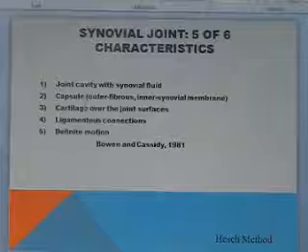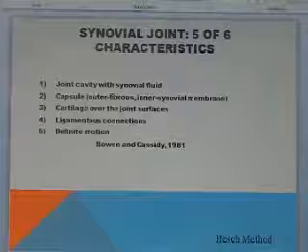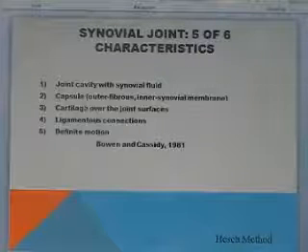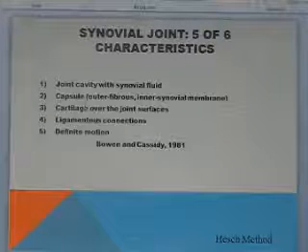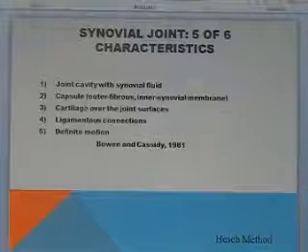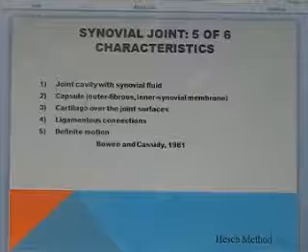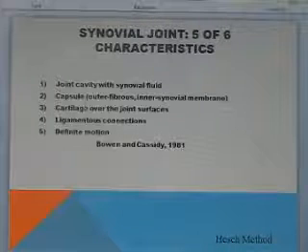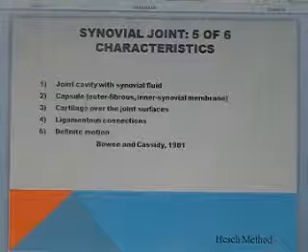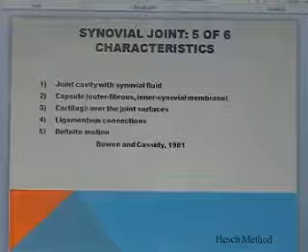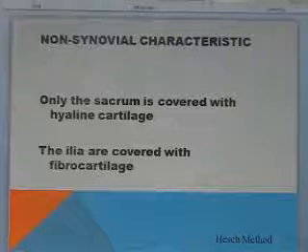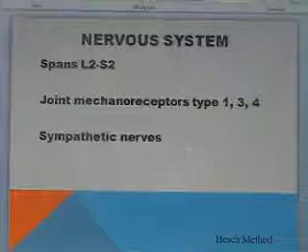So the SI joint is basically a synovial joint. This is according to Bowen and Cassidy, who did a brilliant study in '81, a landmark article. It has 5 of 6 synovial characteristics: a joint cavity with synovial fluid, a capsule with an outer fibrous layer and an inner synovial membrane. Both surfaces have cartilage. It has ligamentous connections, and it has definite motion. The one characteristic that makes it not a complete synovial joint is the fact that the sacrum has hyaline cartilage, whereas the ilium has fibrocartilage.